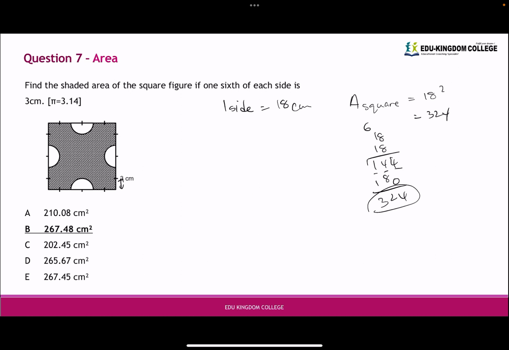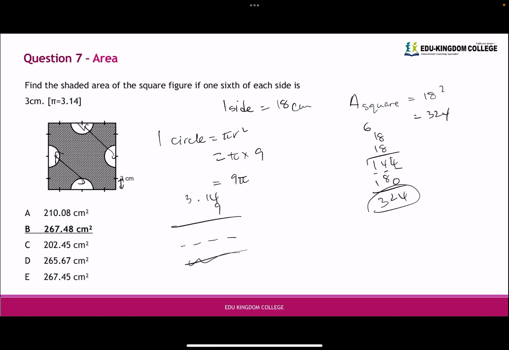Now let's find the area of the circles, and then we need to subtract them. So one circle equals pi r squared. So we have 2 circles in total, right? If we add these together. So pi r squared, so pi times, and the radius is 3, so pi times 9 equals 9 pi, and then pi is 3.14. So 9 times 3.14.